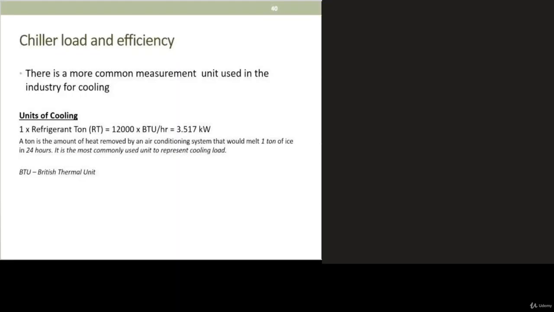Okay, like I mentioned just now, there's a more commonly used unit called RT, or refrigeration ton. What we have calculated so far, your Q evap and your Q condenser, are all in terms of kilowatts. If you want to convert these kilowatts into RT, what you need to do is divide by 3.517, then you will get your load in terms of RT.